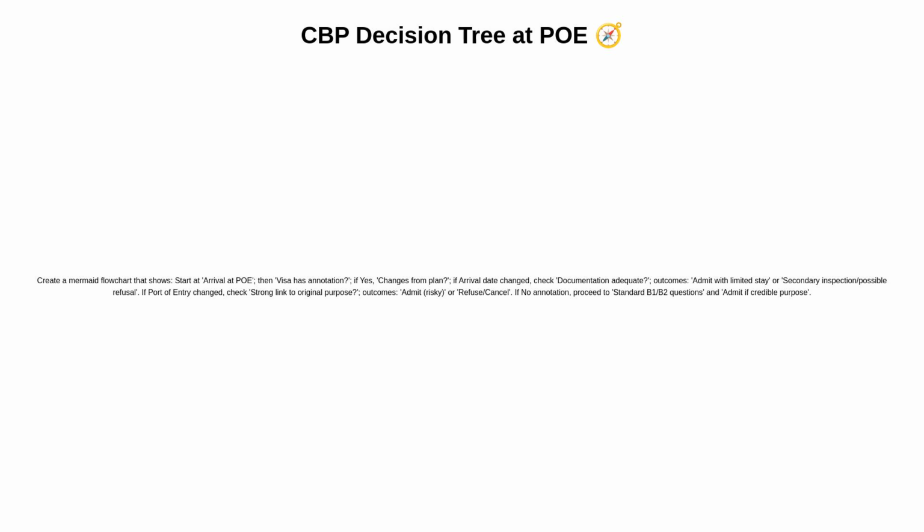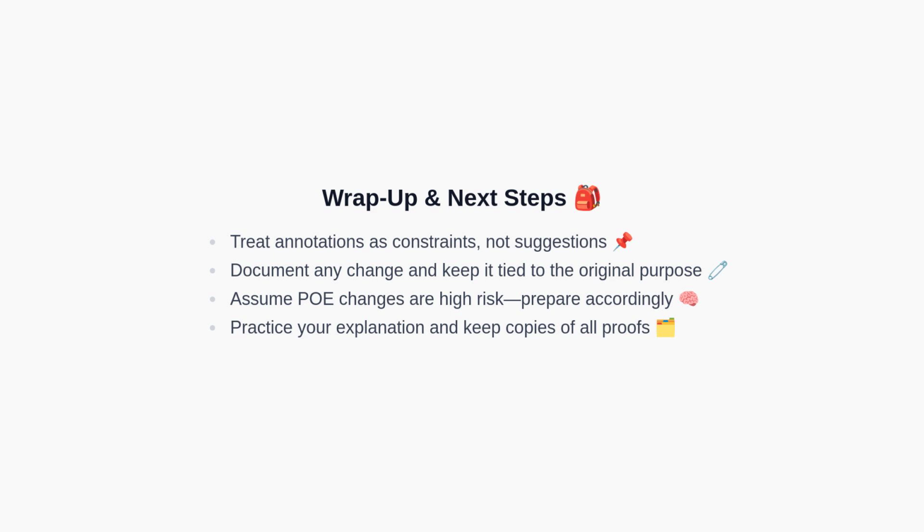For a port of entry change, the crucial question is whether there is a strong link to the original purpose. With a strong link, admission is possible but risky. Without it, refusal or cancellation becomes likely. If there is no annotation, the officer conducts standard B1 or B2 questioning and, provided the purpose is credible, admission typically follows. To summarize, treat visa annotations as constraints rather than suggestions.